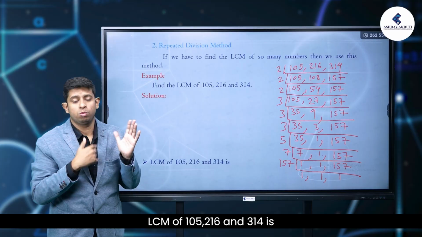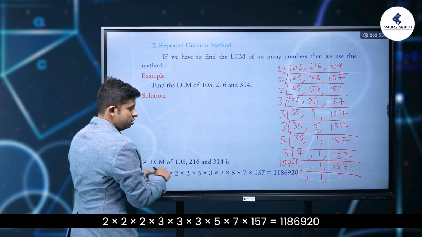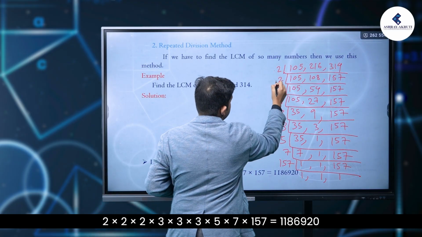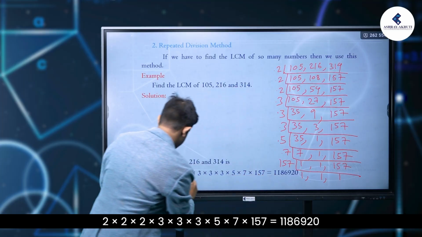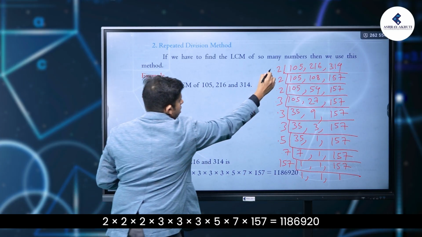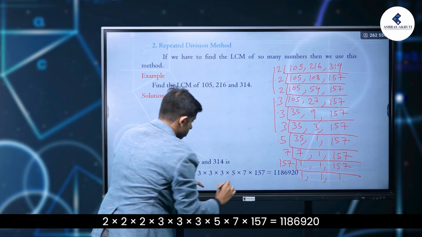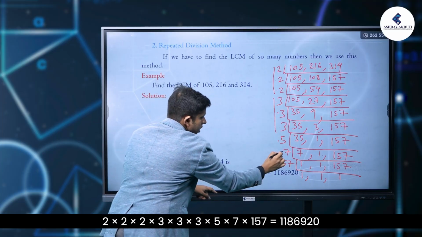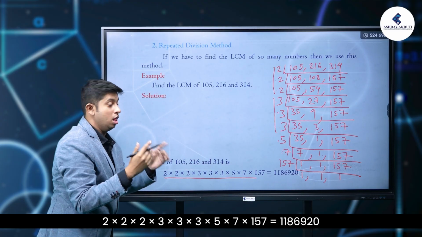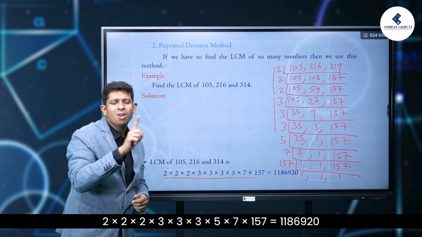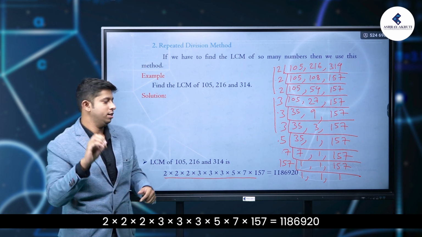LCM of 105, 216 and 314 is 2 into 2 into 2 into 3 into 3 into 3 into 5 into 7 into 157 is equal to 11,86,920.